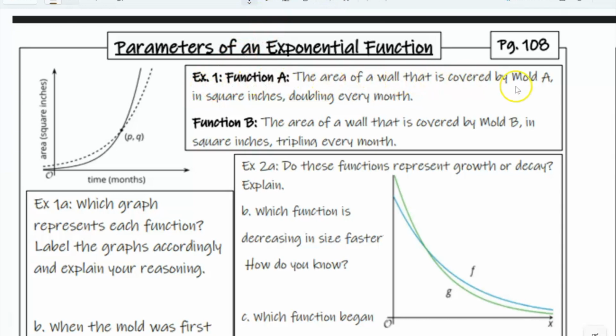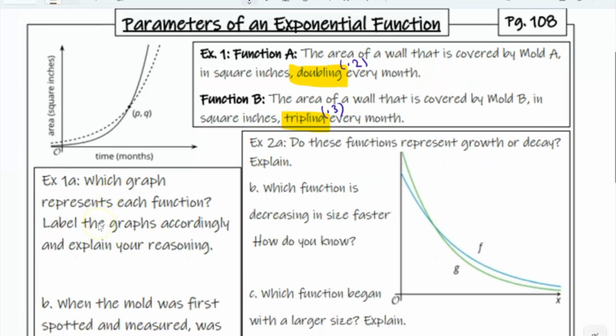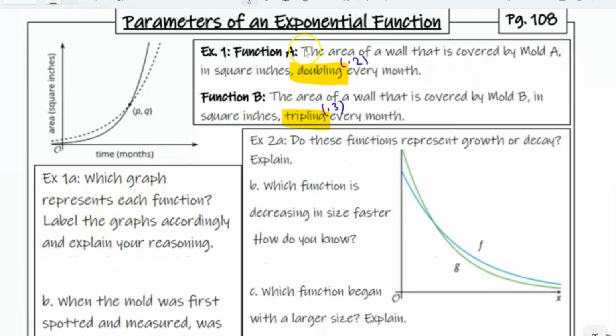Function A, the area of the wall that's covered by mold A in square inches, is doubling every month. I'm just going to underline that keyword so I can remember it. Function B, the area of the small wall that's covered by mold B in square inches, is tripling every month. So one is doubling, one's tripling. Just to make sure, doubling means that you're multiplying by 2 every time. Tripling means that you're multiplying by 3 every time. Example 1: which graph represents each function? You know function A is doubling, function B is tripling.